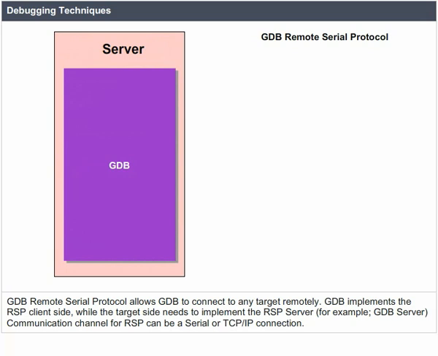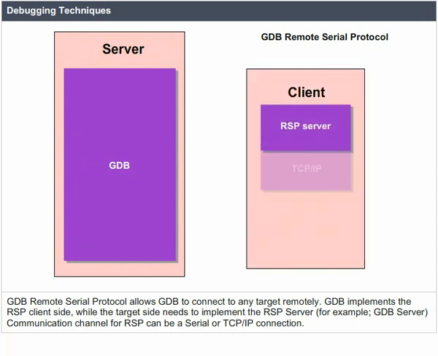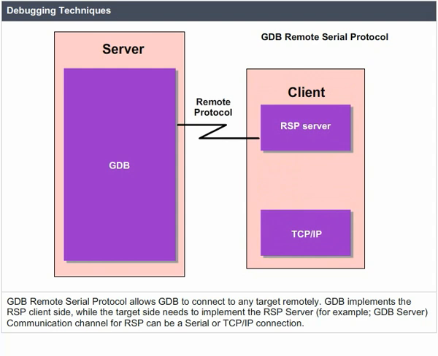GDB Remote Serial Protocol. GDB Remote Serial Protocol allows GDB to connect to any target remotely. GDB implements the RSP client side, while the target side needs to implement the RSP server, for example, GDB server. The communication channel for RSP can be a serial or TCP/IP connection.